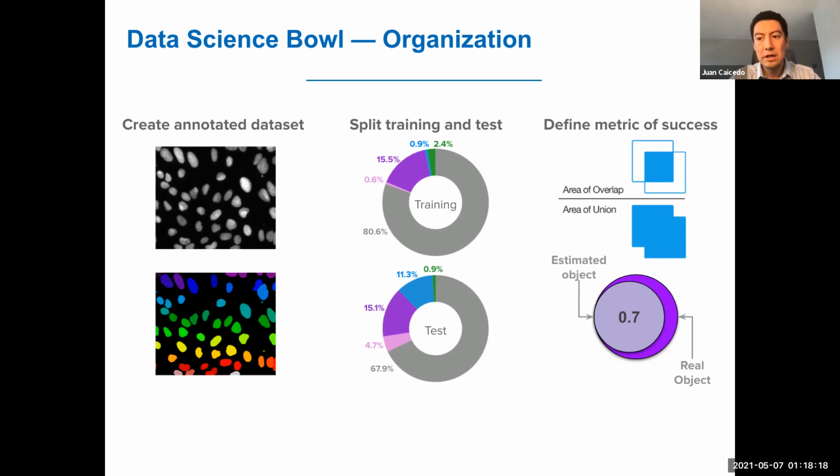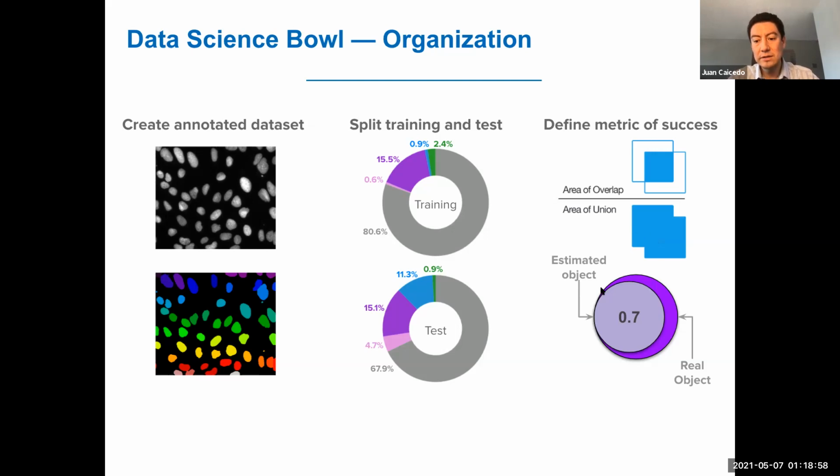In order to evaluate whether people are making progress in this task, we also have to define a metric of success. And in this case, the metric is intersection over union, which basically measures the ratio between the overlap of 2 cells. And here is an example. Imagine the purple circle is a real cell, and the algorithm is giving us this smaller object. We can compute the overlap or the intersection of both areas, and we compare that to the union of both areas. And that's a score that tells us how accurate the segmentation is.